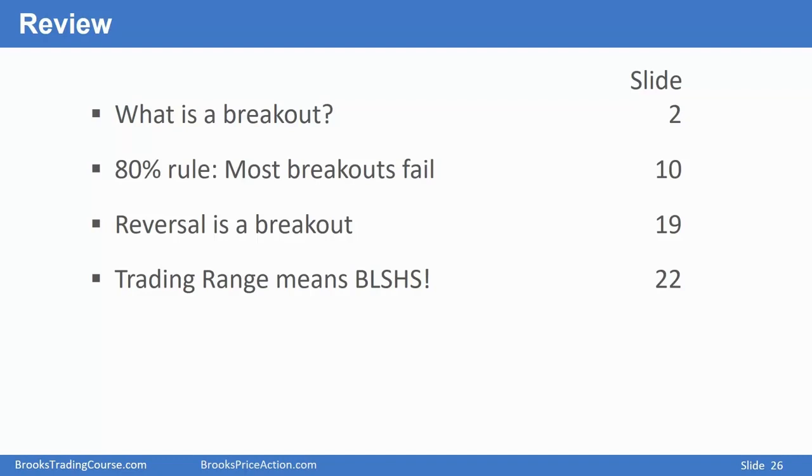And finally, because of the 80% rule, if the market's in a trading range, it does not matter how strong the bull bars are at the top or how strong the bear bars are at the bottom. The breakouts are probably going to fail, so traders buy low, they sell high, and since they expect the trading range to continue, they scalp, they take quick profits.